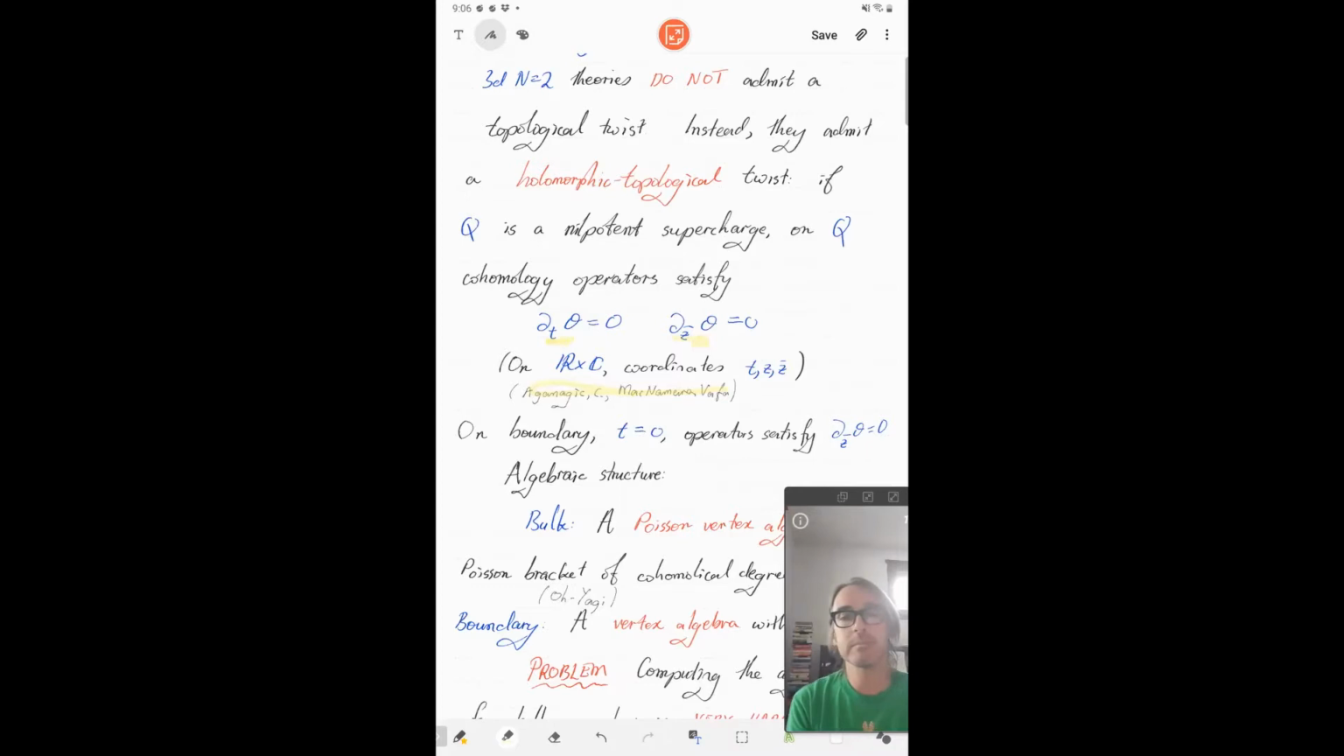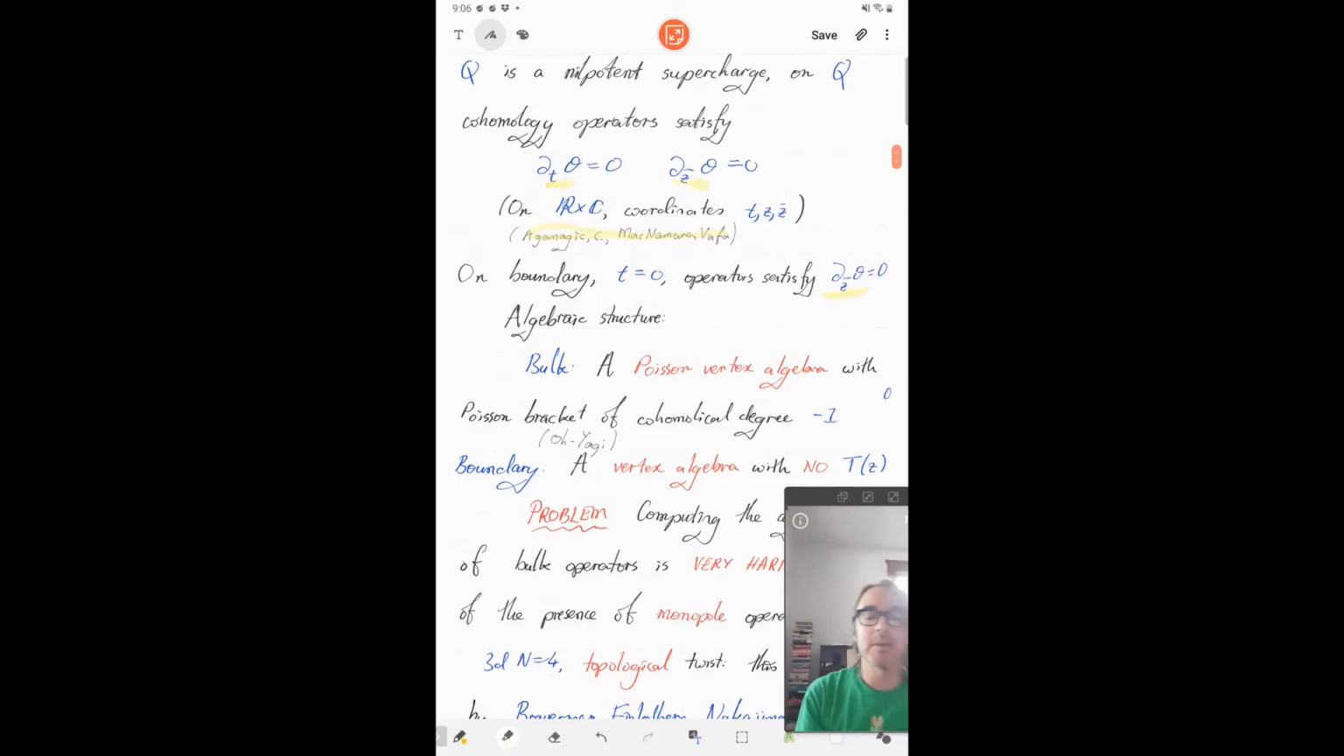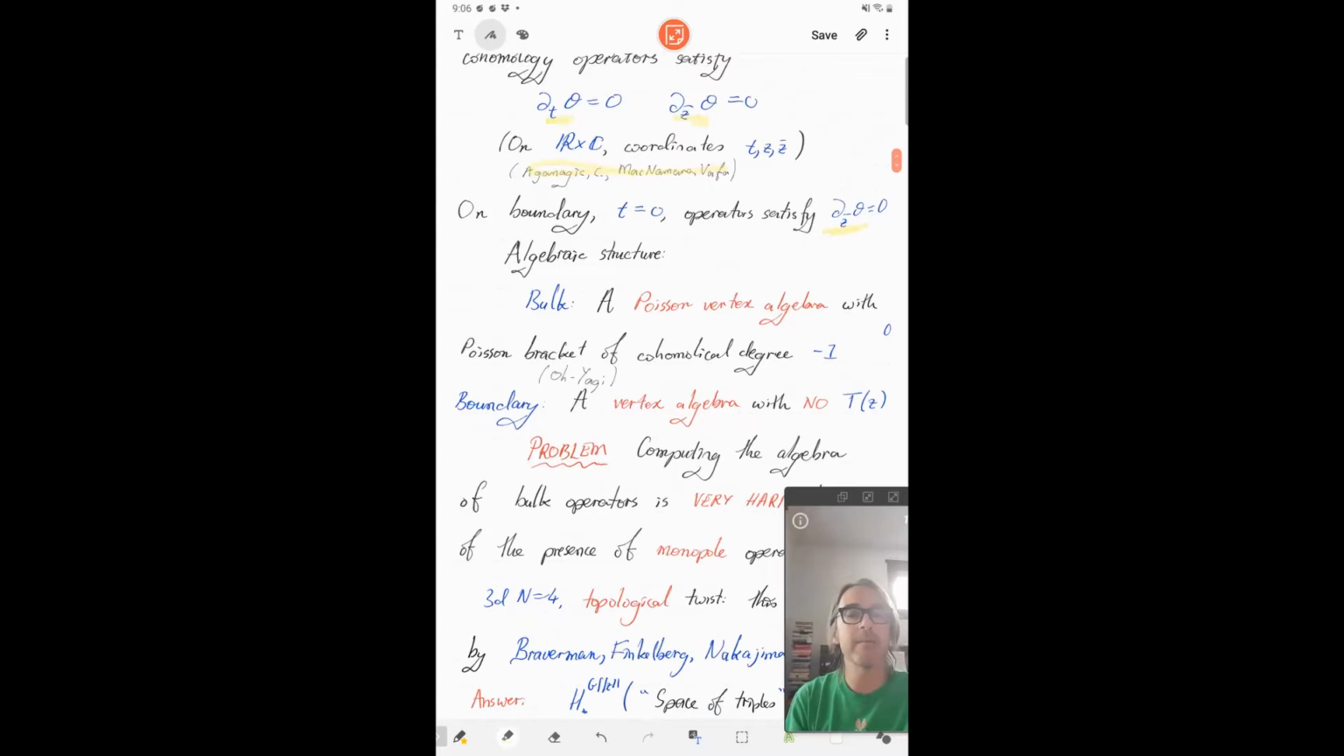Similarly, if we're going to study the boundary, the operators will be holomorphic functions of z bar. So on the boundary, it looks a little bit like a chiral algebra. Okay, so we can ask: we have this collection of operators, which are independent of time and holomorphic functions of z. What algebraic structure will they have?